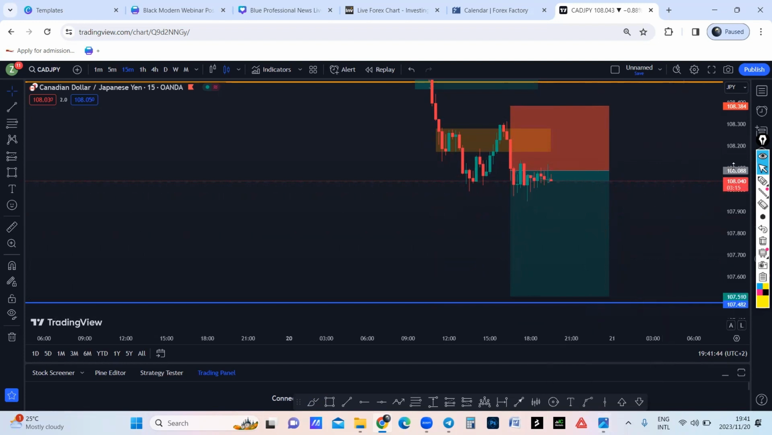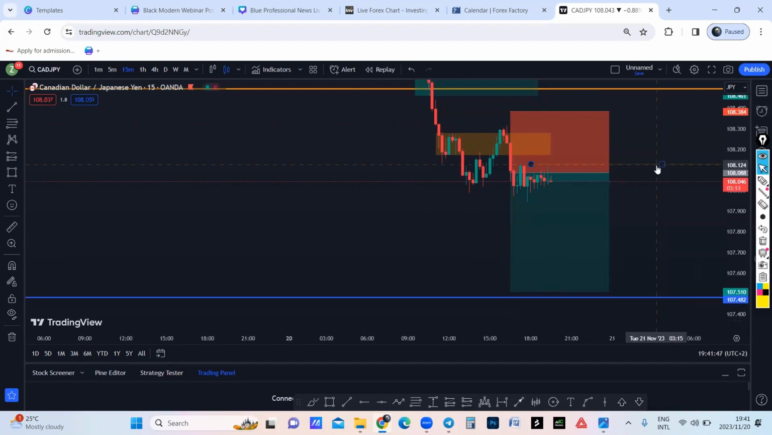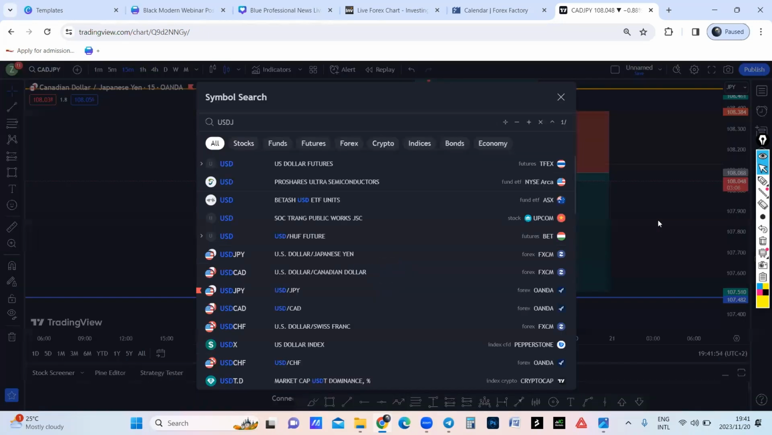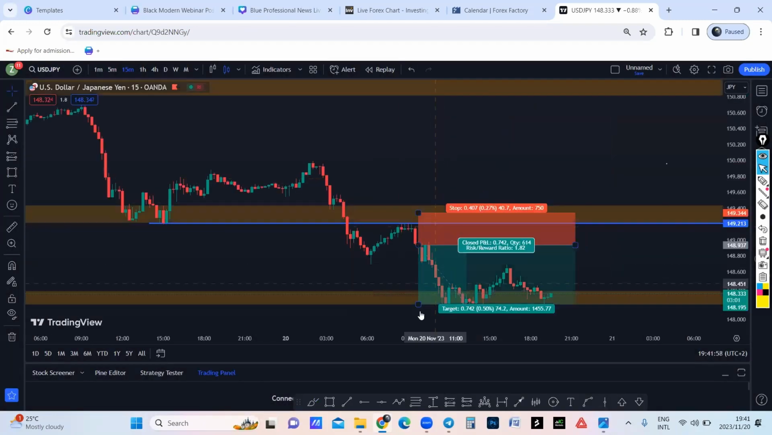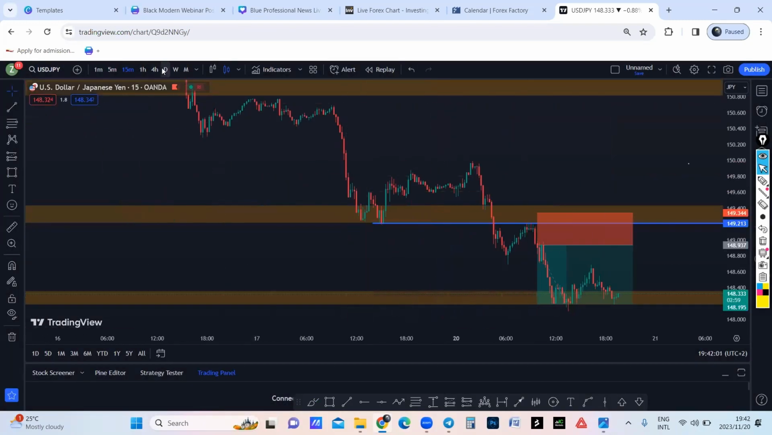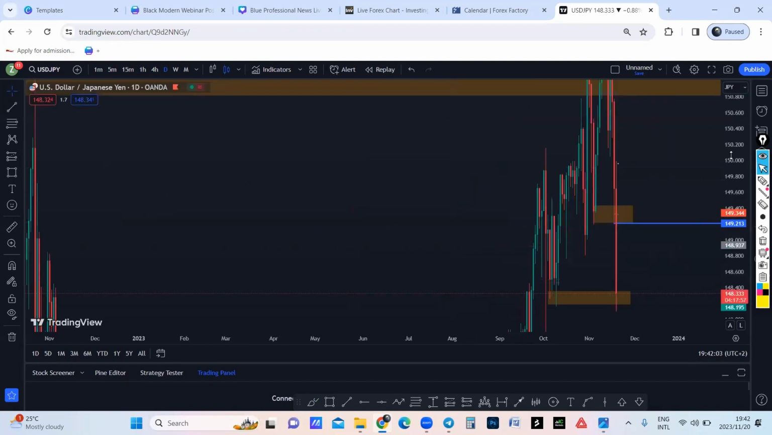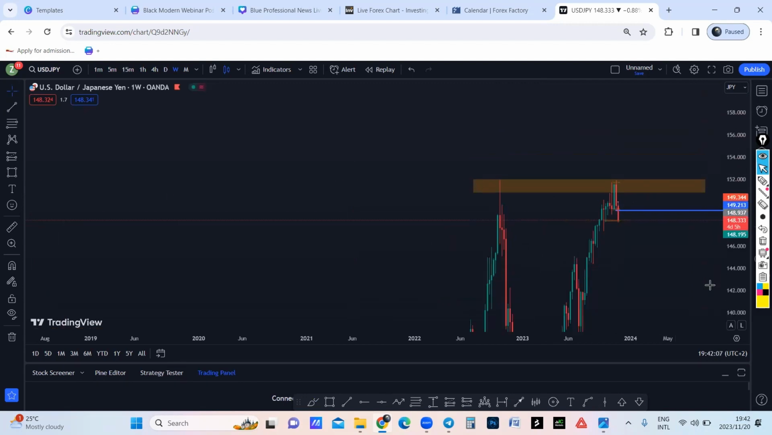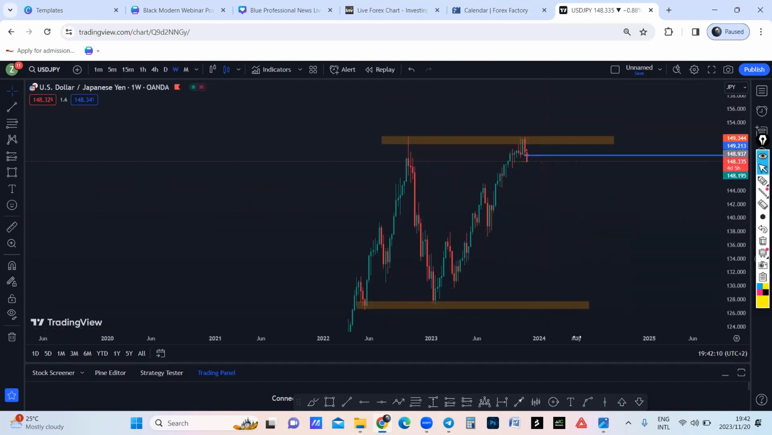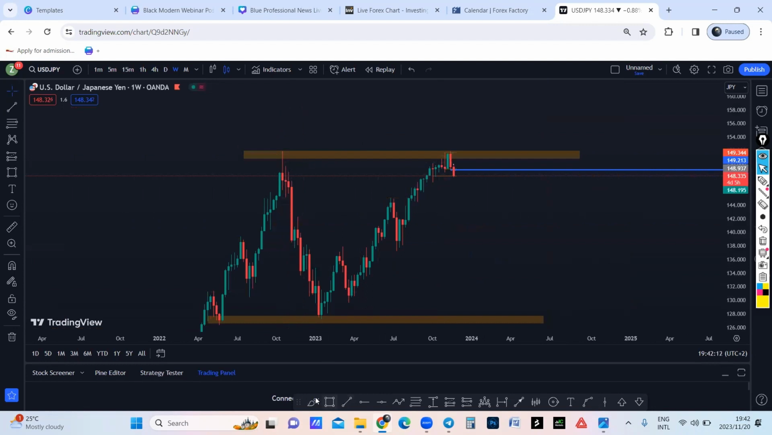So that was it. Okay, let's look at the last one, which was USD JPY for a sell. Starting on the higher time frame, you can even go to the monthly or even weekly. On the weekly, the market was forming a beautiful double top formation there.